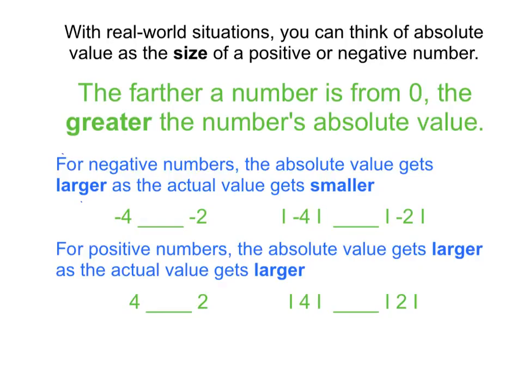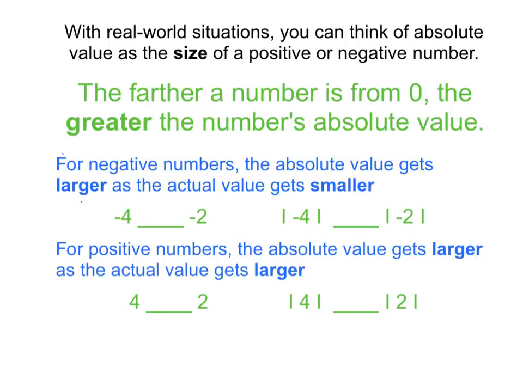So the farther a number is from 0, the greater the number's absolute value. So I have some examples here for you. As we talk about negative numbers, the absolute value is going to get larger as the actual value gets smaller. That's kind of weird to think about, but remember on a number line, the farther left you go, the smaller the value. And obviously the farther left we go, the farther we're getting away from 0. So the farther left we go on the number line, the greater the absolute value is. So here's some examples to help you think about this.